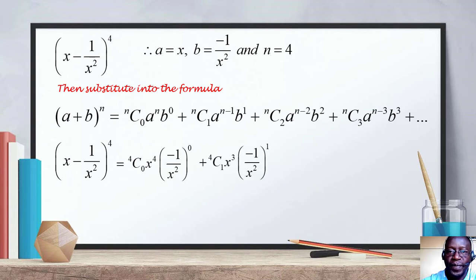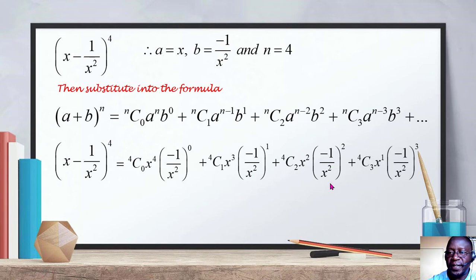For the second term, our n is again equal to 4. According to our formula, we subtract 1 from the power of a, so we have 4 minus 1, which gives us 3, and a 1 on b, where b is minus 1 over x squared. We're simply substituting. Again n is 4, and 4 minus 2 is 2, and that's our b. And we progress like that.